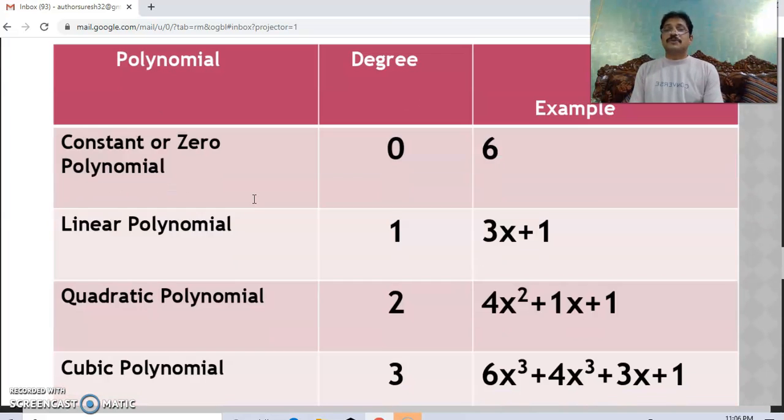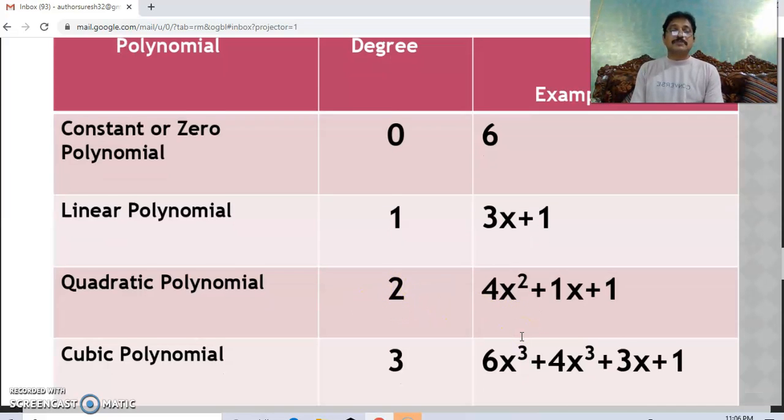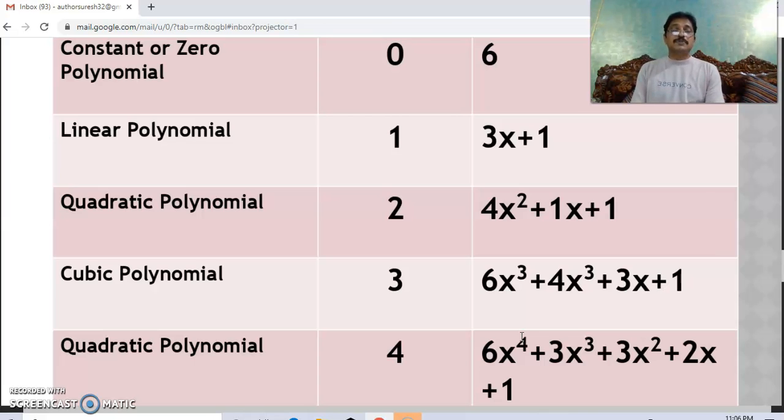Now see some polynomials. Here 6 is a polynomial. Its degree is 0, so we call it a constant polynomial. Now 3x + 1, here the degree is 1, so we call it a linear polynomial. 4x^2 + x + 1, here the degree is 2, so we call it a quadratic polynomial. Now consider one more example, 6x^3 + 4x^2 + 3x + 1. Here the degree is 3, hence we call it a cubic polynomial.